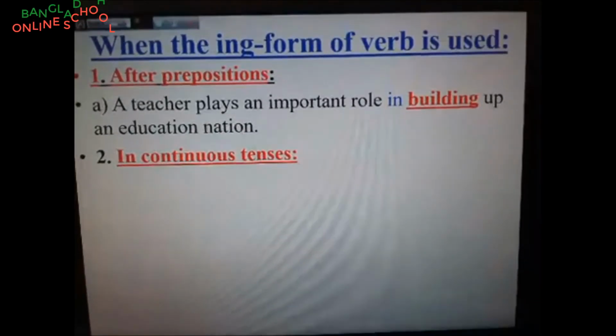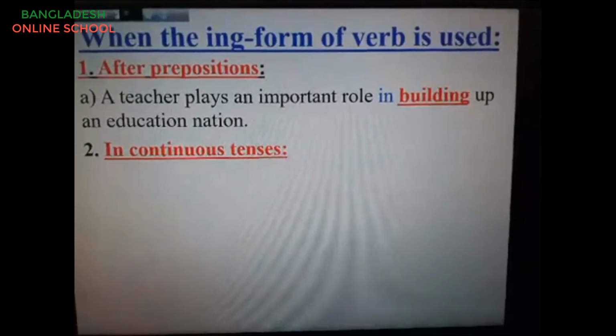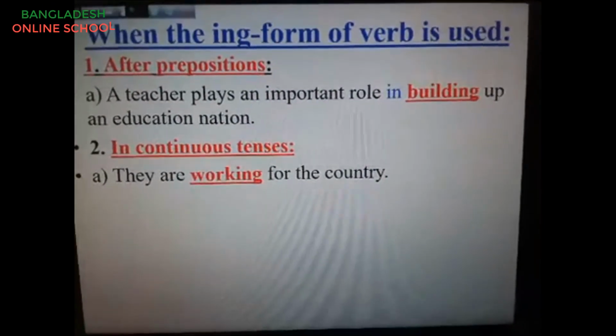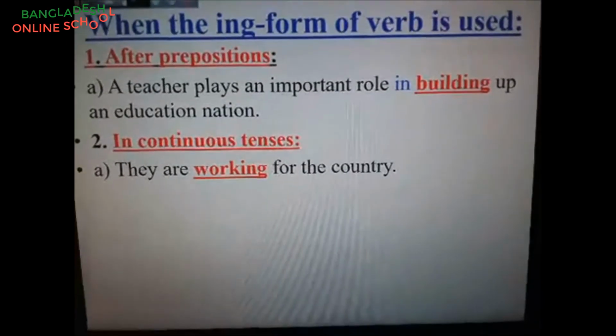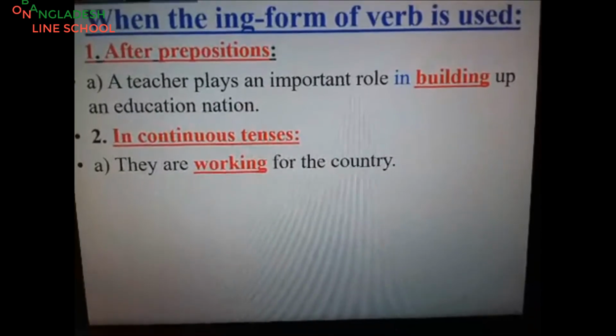In continuous tense, ing forms of verbs are used. You see the example, they are working for the country. Here, working, the ing form of verb, is used. This may confuse you.